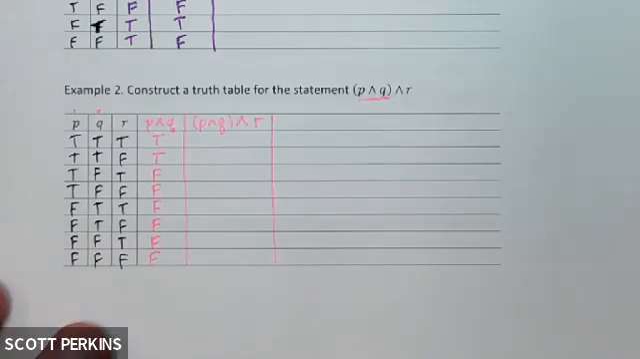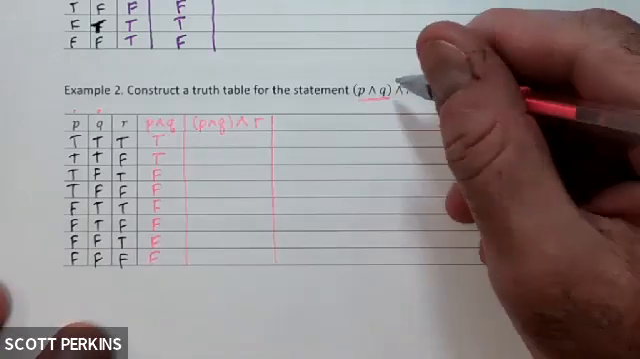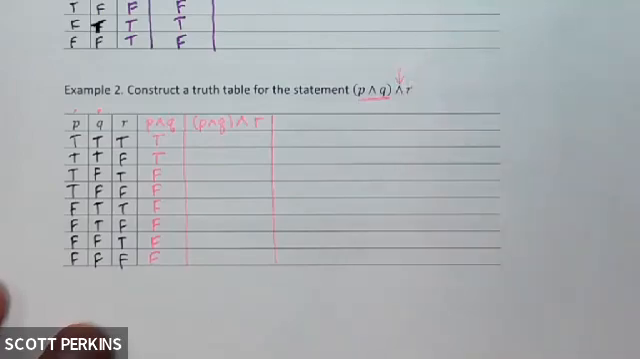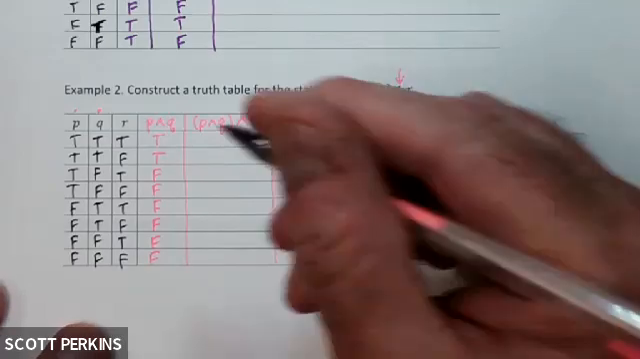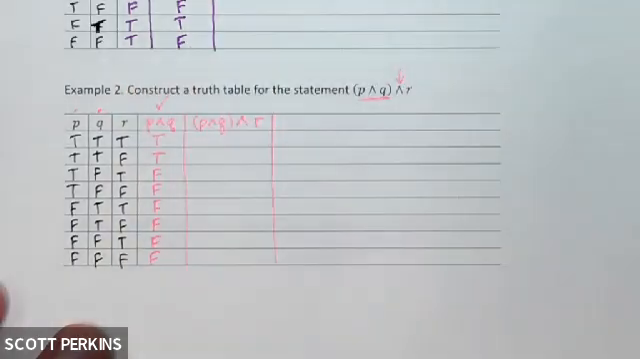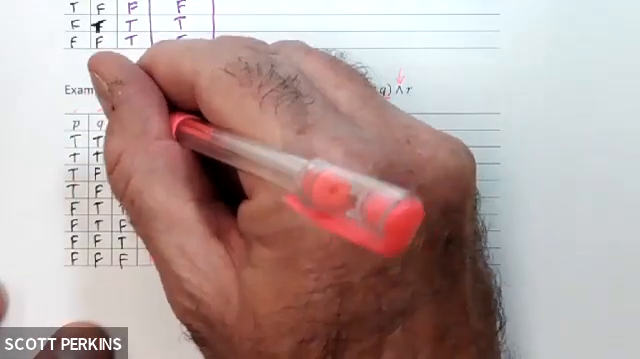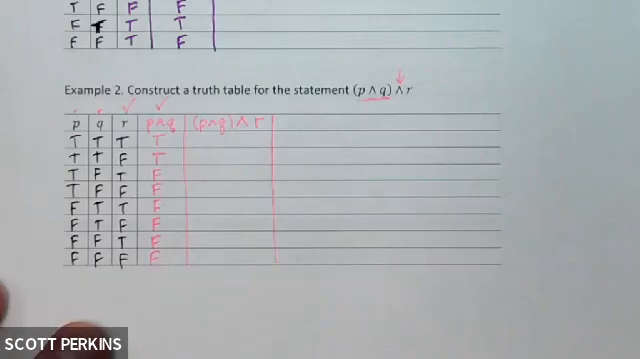Once again, this is a conjunction. It's an and R right there. So this time I'm going to use a check mark. I'm going to take my P and Q column right there, check, and I'm going to and it with R. So both of them have a check mark that I'm using now.